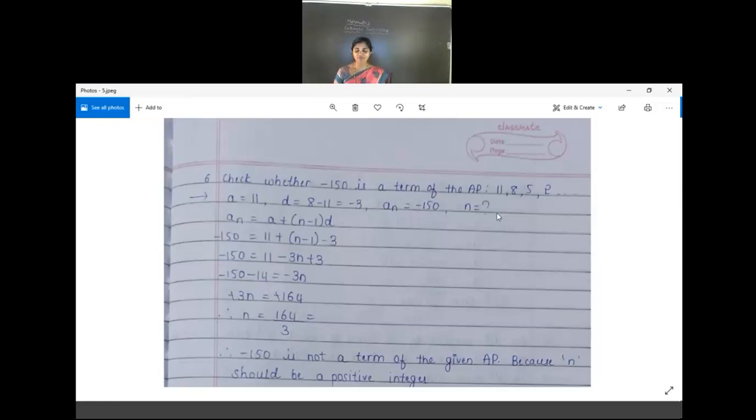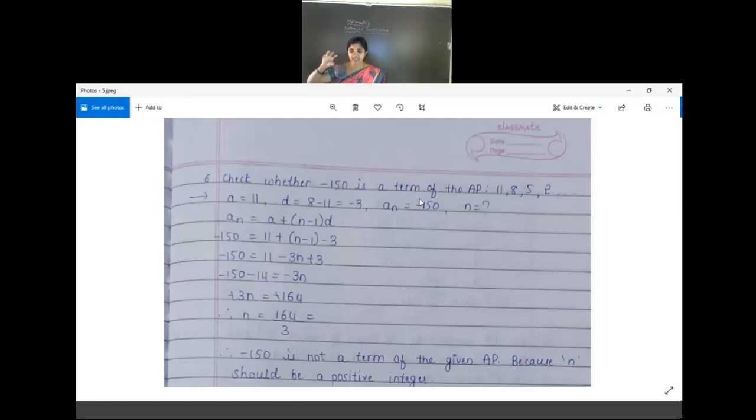For that, what type of answer do we need? So we need n to be a positive integer, right? So minus 150, whether it is a term of this AP or not, we have to use the same relation. An is equal to a plus n minus 1 into d. So a is equal to 11, the first term in the given AP. The difference d is equal to 8 minus 11, that is minus 3. So we are taking an as minus 150.